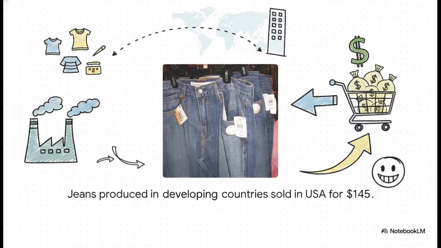The result of this formula is honestly staggering. Take a standard pair of jeans, right? Produced in a developing country, but ultimately sold in the US for something like $145. By strategically shifting their production to regions where labor and manufacturing are dramatically cheaper, MNCs can keep their costs incredibly low, all while turning around and selling the finished product in developed markets at a massive premium. The difference? A gigantic increase in profit margins.